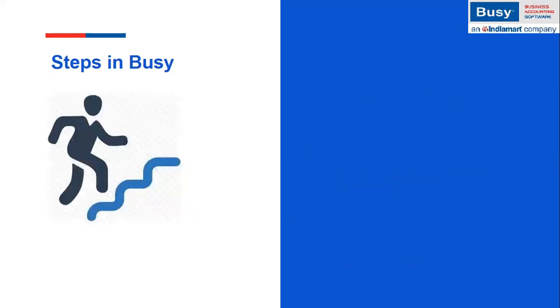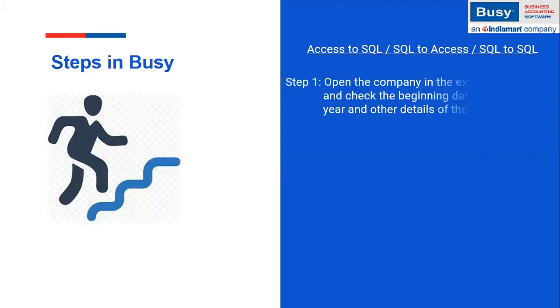Next, the steps in Busy. You have to follow these steps for data conversion. If you are converting your data from Access to SQL, SQL to Access, or SQL to SQL, step one is to open the company in the existing database. Your existing database is SQL or Access. First of all, you have to open your company and check the beginning date of the financial year and other details of the company like country, state, etc. So this is step one. You have to open your company in the existing database, doesn't matter if it is SQL or Access.